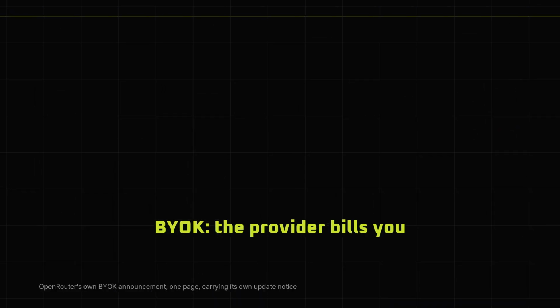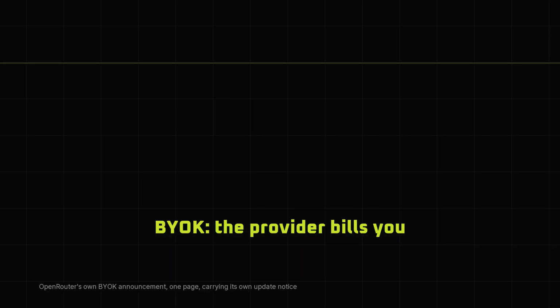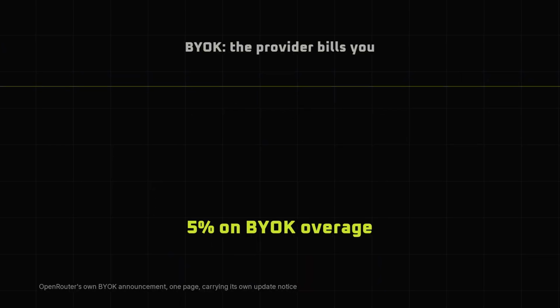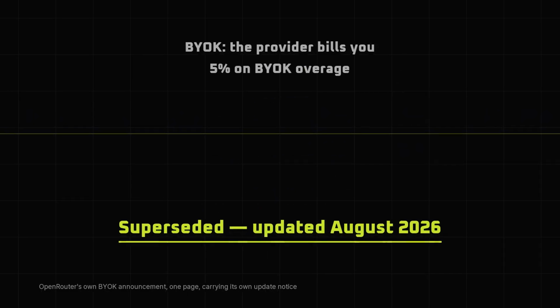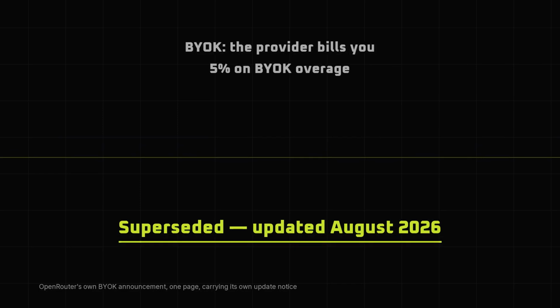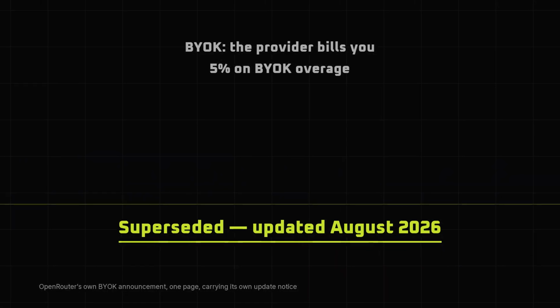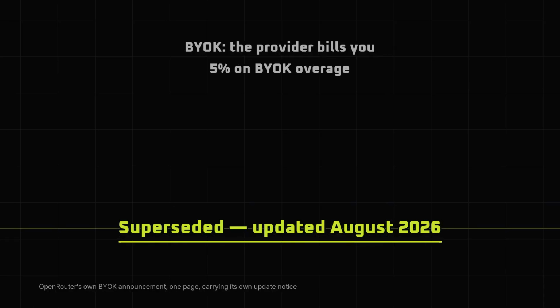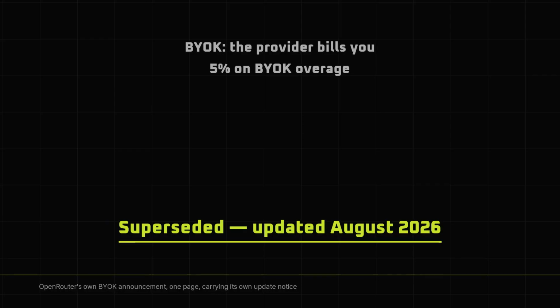Bring your own key, and OpenRouter uses your provider keys, so the provider bills you directly. Past the free allowance, those requests were charged at 5%. That 2025 request count pricing has since been superseded, and the announcement itself now carries an August 2026 update notice. The number you budgeted against is not a constant. It is a page somebody edits.